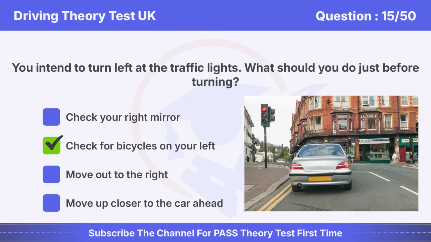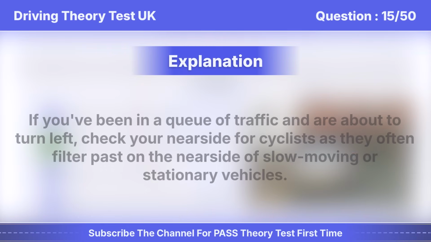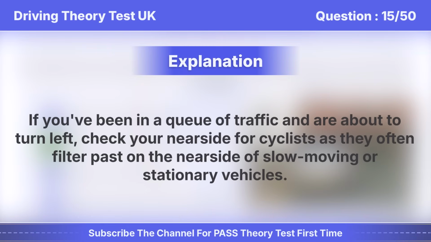Answer is B. Check for bicycles on your left. If you've been in a queue of traffic and are about to turn left, check your near side for cyclists as they often filter past on the near side of slow-moving or stationary vehicles.